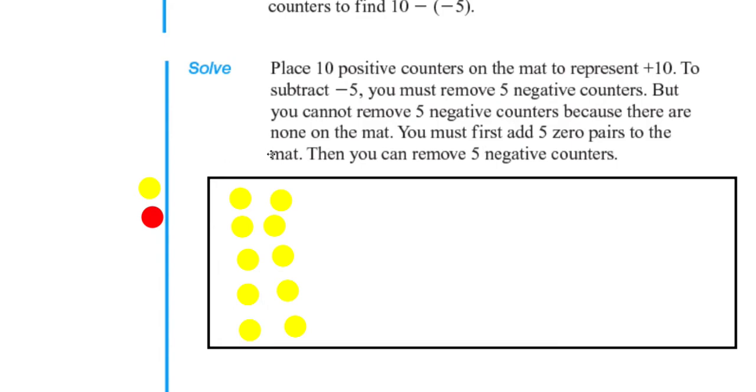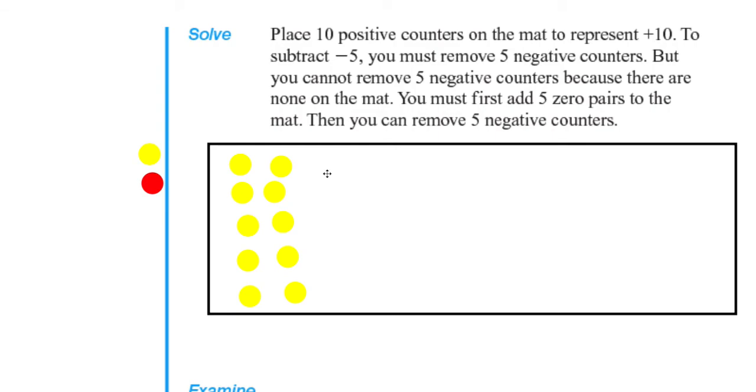But you cannot remove 5 negative counters because there are none on the mat. So we have 10 minus negative 5, and if you notice, there are no negative counters on the mat. So what do you do? You must add 5 zero pairs. So 5 zero pairs on the mat, that's 1 zero pair, 2 zero pairs, 3 zero pairs, 4 zero pairs, and 1 more zero pair right there. So those are 5 zero pairs.